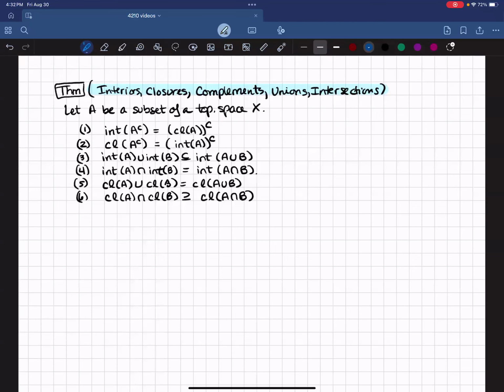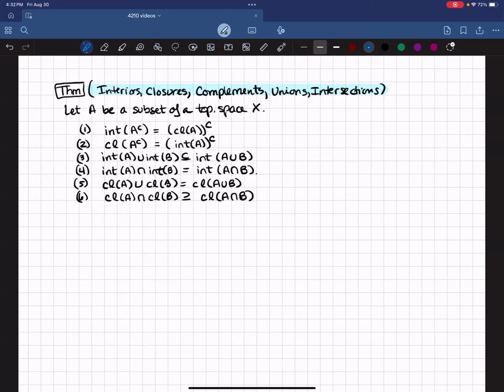Hi, this is Barrett Givens, and in this video, I want to talk about these six identities about interiors, closures, complements, unions, and intersections. And I'm going to prove identities 1, 3, and 5.